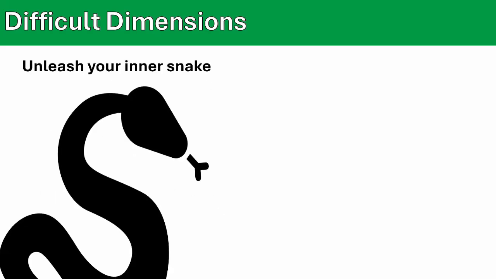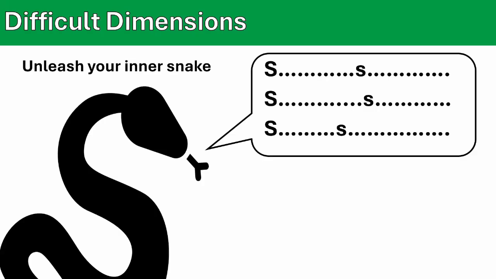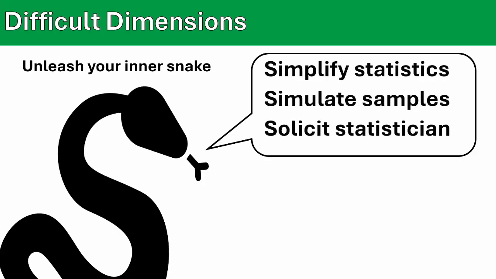All right, with that, we've gone through some examples. I'll close out here with some next steps. Hopefully this gave you an introduction, maybe even some tools to do it yourself. But what if you don't have a simple statistical test to do? What if it's complicated? In that case, I might suggest you unleash your inner snake, as in you should simplify your statistics. That'd be one option. You could simulate your samples, or you could solicit a statistician.